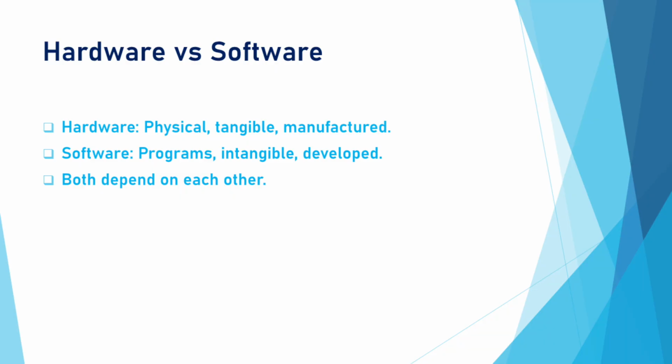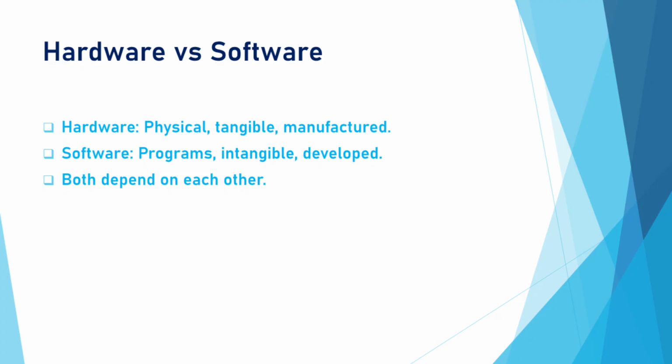Hardware is physical while software is digital, right? Hardware can be touched whereas software cannot be touched. Hardware is manufactured in factories while software is developed by programmers. Hardware may wear out over time due to physical damage or aging. Software doesn't wear out physically, but it can become outdated, corrupted, or incompatible.